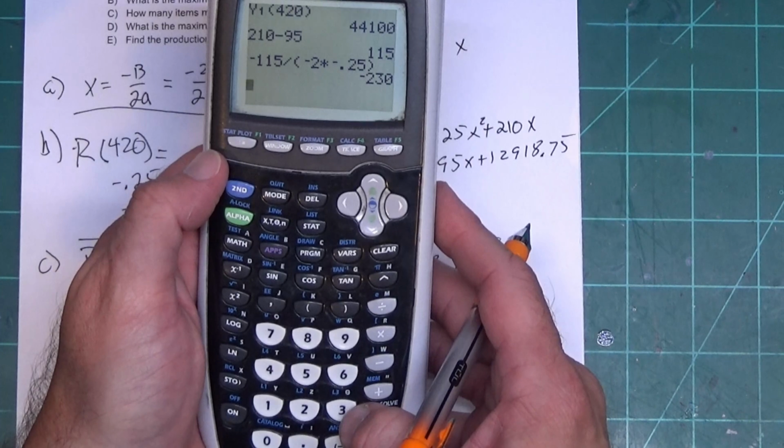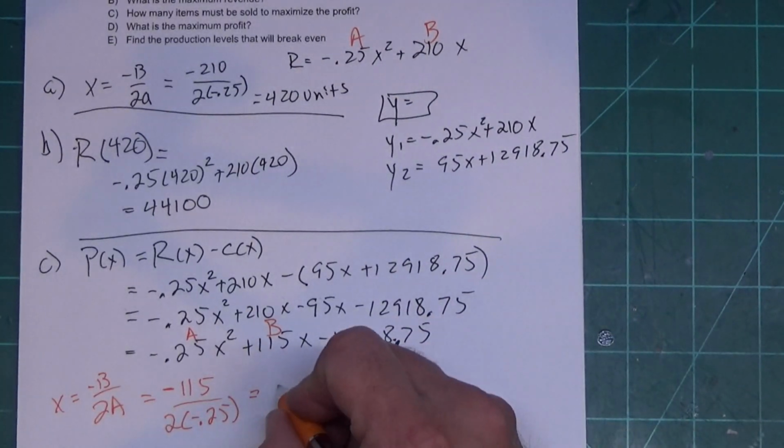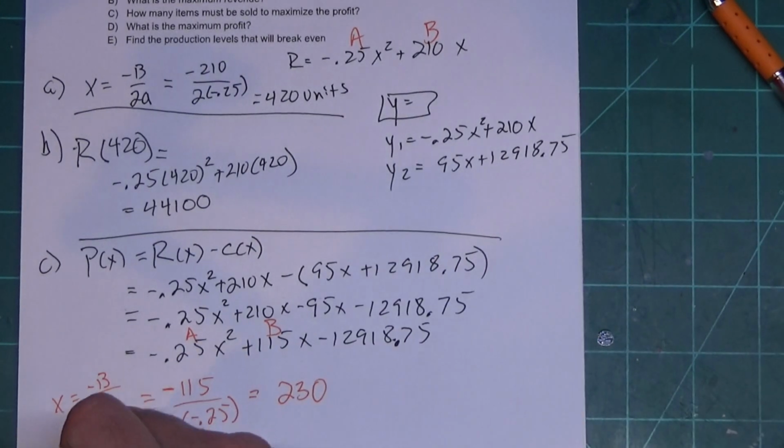And we get 230. I got too many negatives in there because the 0.25 wasn't negative, but it is the right number. So 230 is the answer to part C. Now, part D, what's the maximum profit?